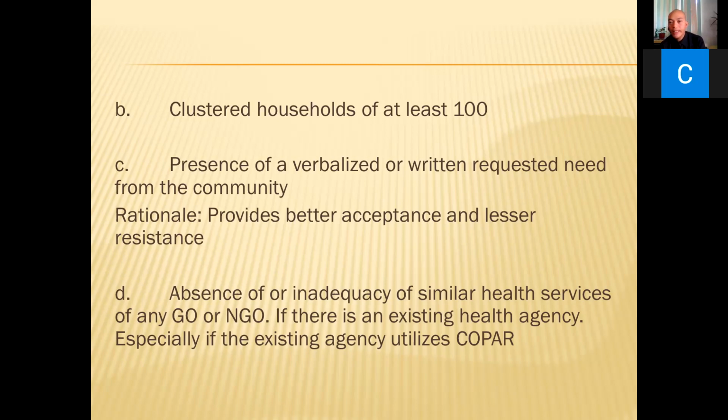Okay, so A, B, C, D. Okay, and think about your community. Are your communities qualified or in need of nursing students? So yan yung mga kailangang sagutan before we deploy students or before we do the pre-entry phase and coordinate with your barangay.